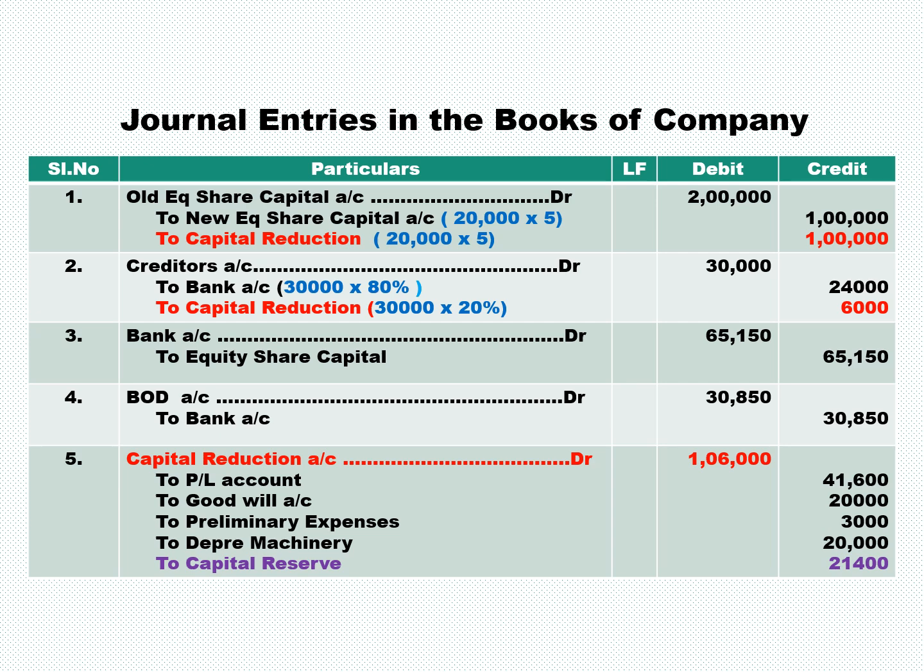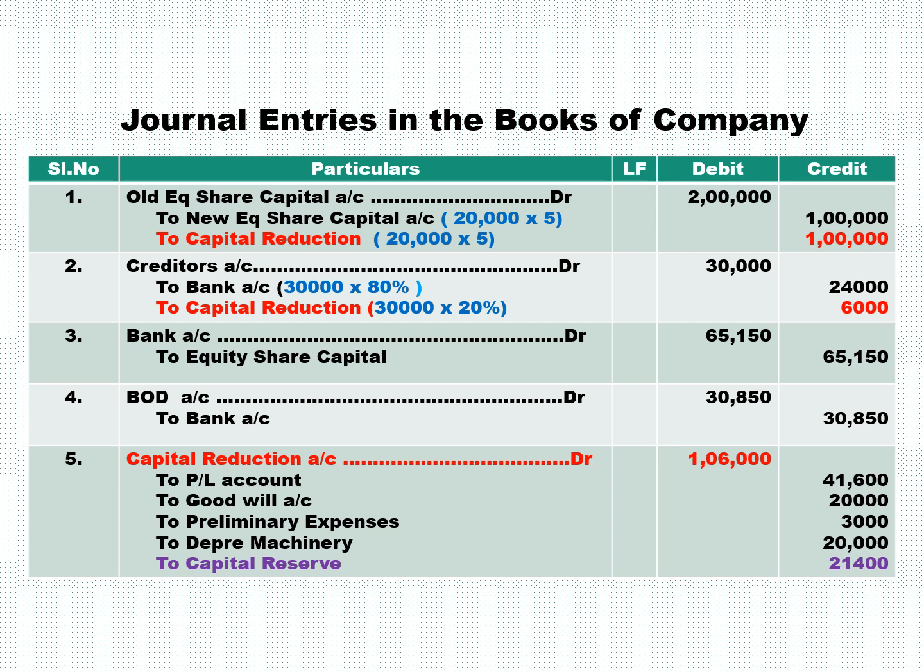So we have journal entries in the books of the company. Old equity share capital account debit 2 lakh. To new equity share capital account 1 lakh, that's 20,000 into 5. To capital reserve 1 lakh, 20,000 into 5. Creditors account debit 30,000. To bank we pay 80%, 30,000 into 80%. And then capital reduction is 20%, 6,000.